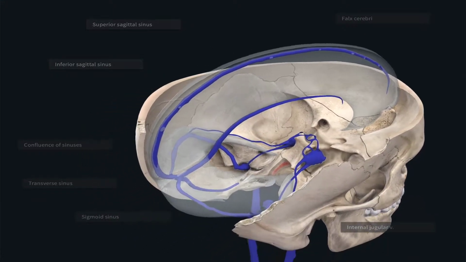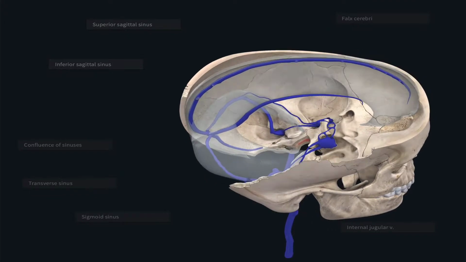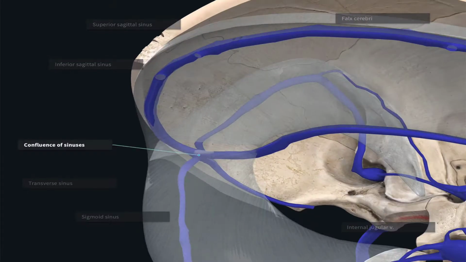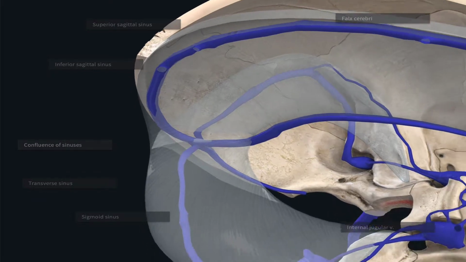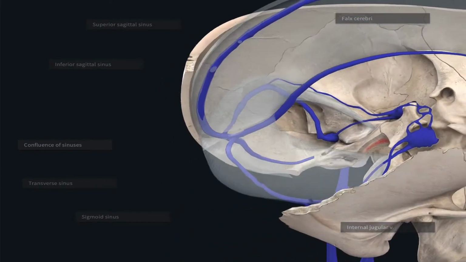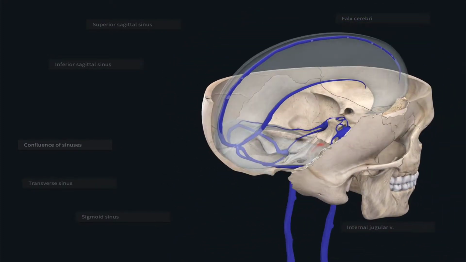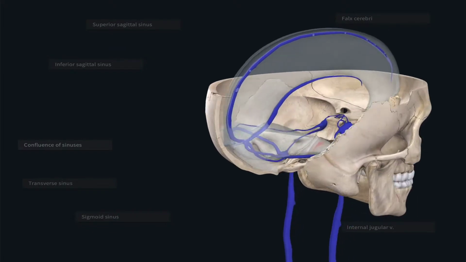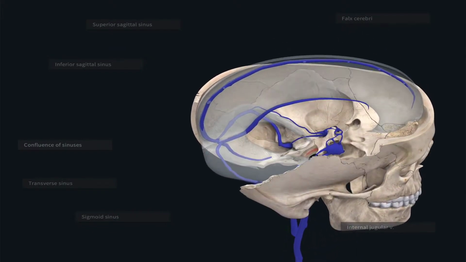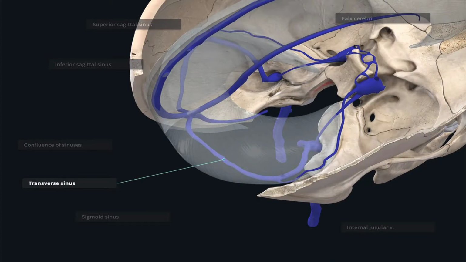At the posterior aspect of our brain, we're going to see all of these sinuses start to funnel together towards the same point, which is known as the confluence of sinuses, and this is located anterior to the occipital bone. The confluence is going to collect the venous blood returning from the brain and send it back down and out through the skull. And how this is going to happen is through a bilaterally located transverse sinus. So we have a transverse sinus going to the right and a transverse sinus going to the left.